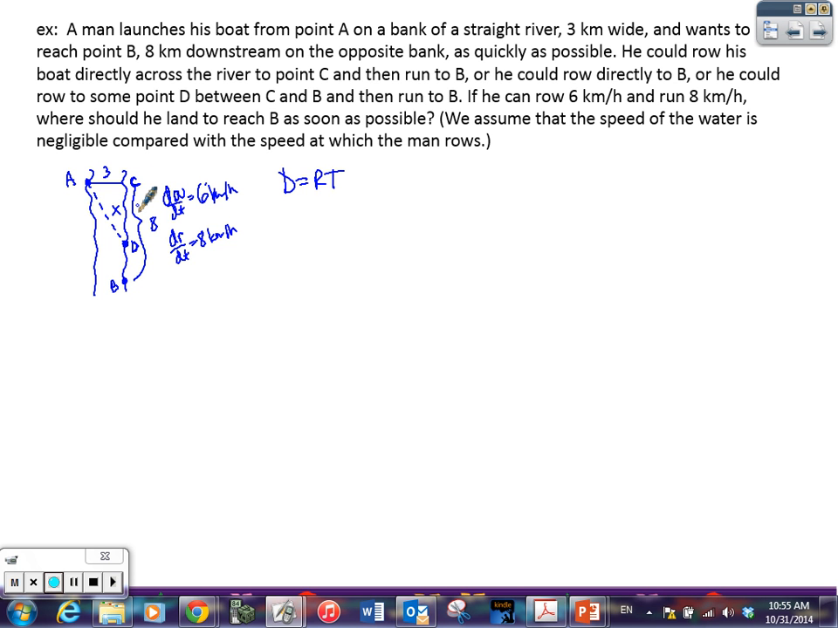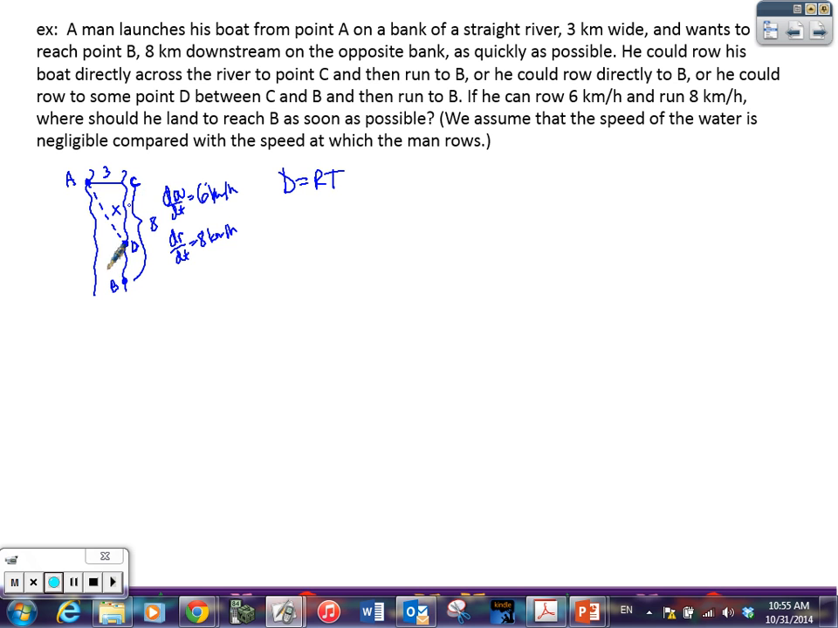That distance between C and D is X. So if I want a variable to relate this distance between D and B, how would I come up with that variable with respect to X? 8 minus X, right? Because I have the total distance is 8, and I take out this part right here.